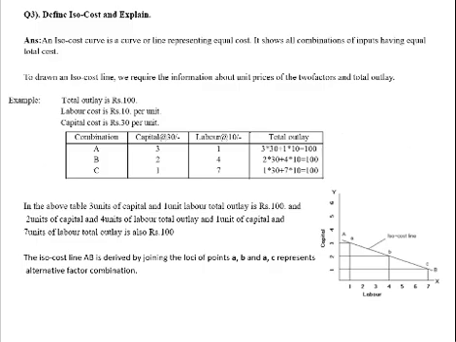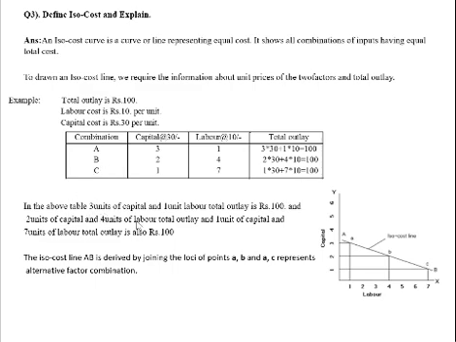Next, isocost. Isocost is a curve representing equal cost. Here you can see an example. If the total outlay is 100, labor cost is 10, capital cost is 30, and the combinations are A, B, C, capital decreases from 3 to 1, then the labor increases from 1 to 7. Then total outlay is 3 into 30, which is capital cost per unit, plus 1 into labor cost per unit, which equals 100. Similarly, the cost of every capital and labor input will remain the same.